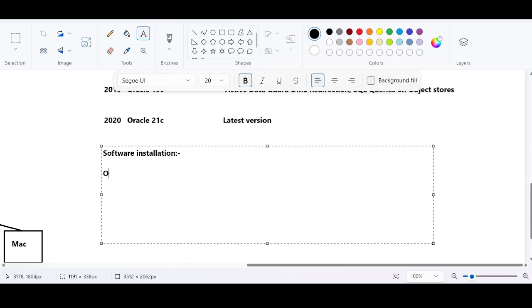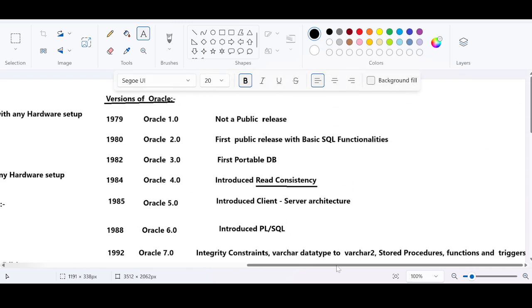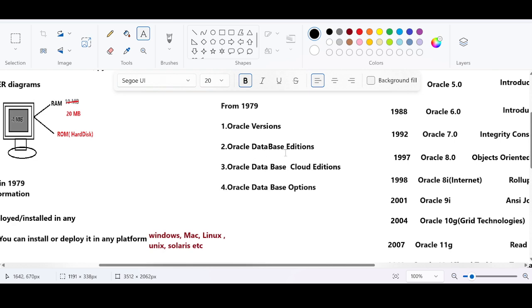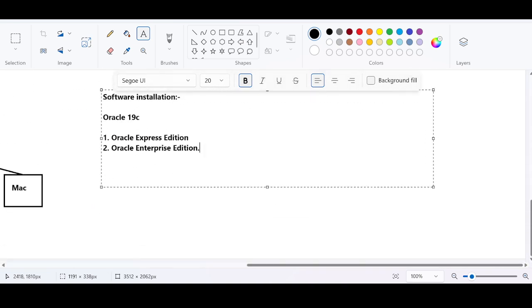We have to download Oracle 19c. When you search this in the Google browser, it is going to come up with different options. One edition is Oracle Express edition, and the second one is Oracle Enterprise edition. We have many Oracle database editions. Under these database editions, you have Express edition and Enterprise edition. This will give you these two options.